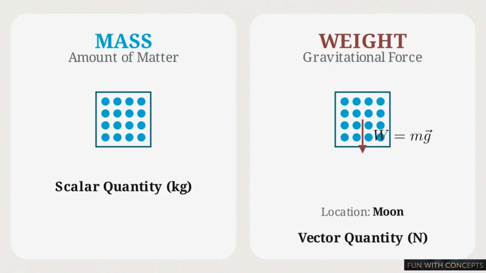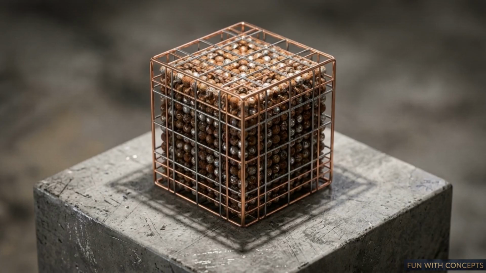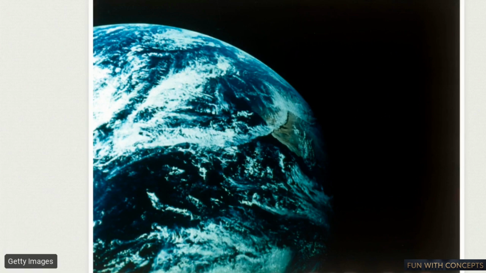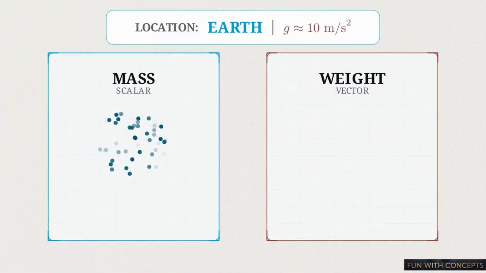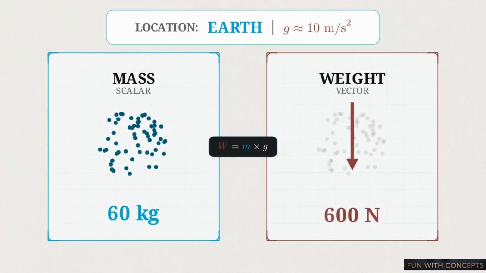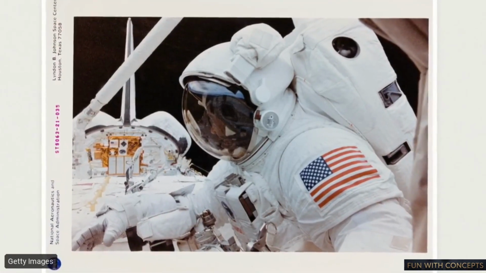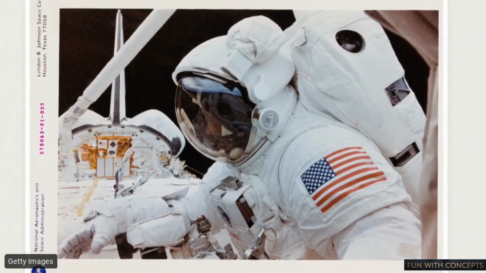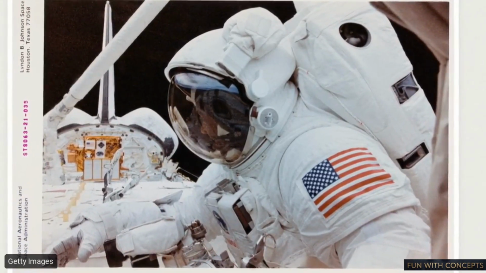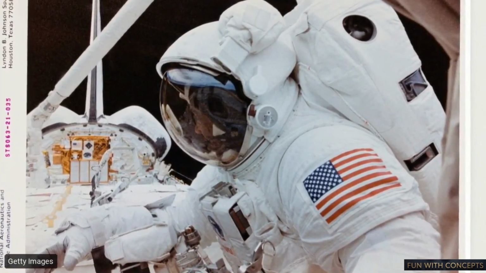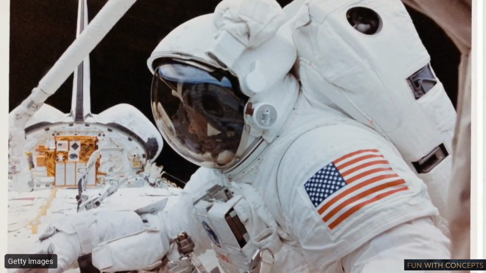Mass is the raw amount of matter contained within an object, a scalar value that remains constant regardless of where you go. Take a 60-kilogram astronaut standing on the surface of planet Earth. On Earth, gravity pulls on that 60-kilogram mass with a force of roughly 600 newtons. This is the astronaut's weight. If that astronaut travels into deep space, the environment changes, but their physical composition does not. Their body still contains 60 kilograms of matter. Their mass is unchanged, even though their weight has vanished, because there is no gravitational pull.